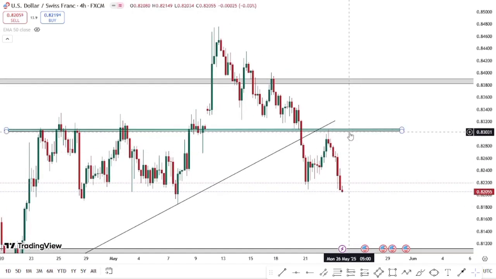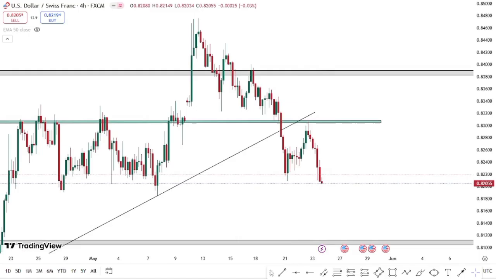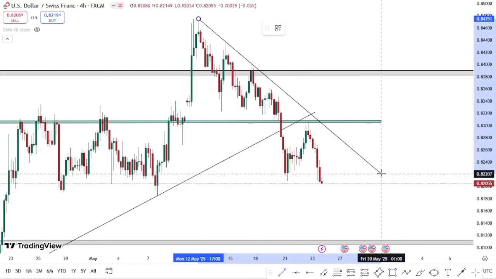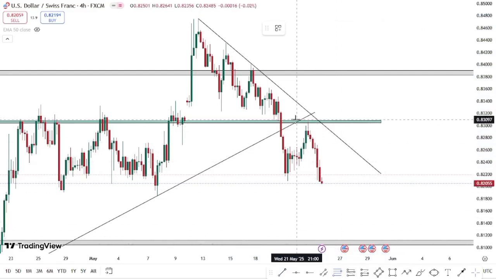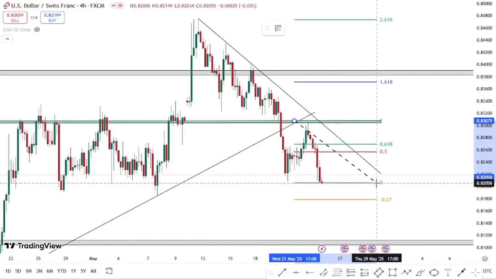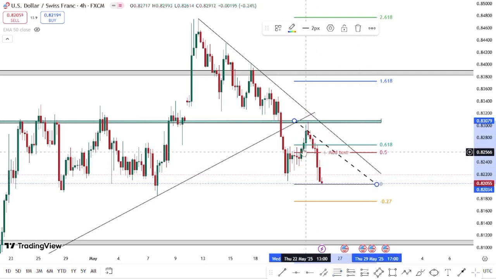If price refuses to come back into this zone for us to start looking for selling opportunities to the downside, I will at least expect this pair to come back into our trend line or this Fibonacci zone right here, then we can start looking for selling opportunities.